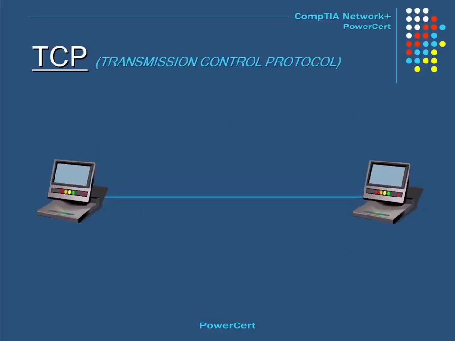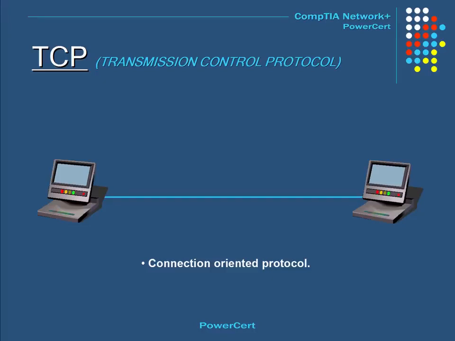Transmission Control Protocol is one of the main protocols used in a TCP/IP network. Now this is a connection-oriented protocol, which basically means that it must first acknowledge a session between the two computers that are communicating. And it does this by using a three-way handshake.